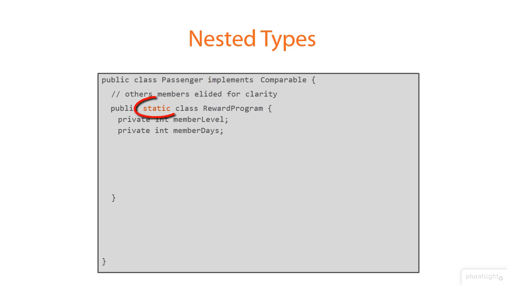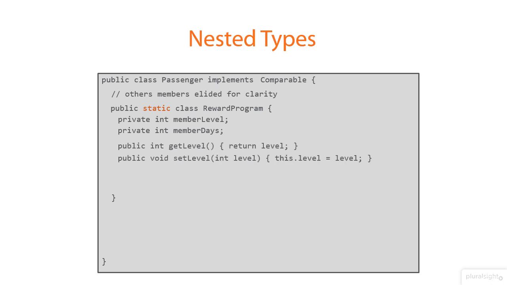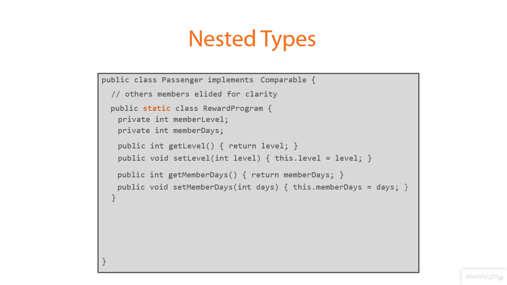Reward program is marked as static, which means again we're using it for structure and scoping. As a class, it can do all the things classes are allowed to do, so it can have methods inside of it. So we have a getter and a setter for member level, and a getter and a setter for member days. Now all we've done at this point is declare the reward program class. There's no instance of it yet. So inside of our passenger class, we'll add a field of type reward program that we'll call reward program. Now it's still a reference type, so we need to go ahead and new it up.